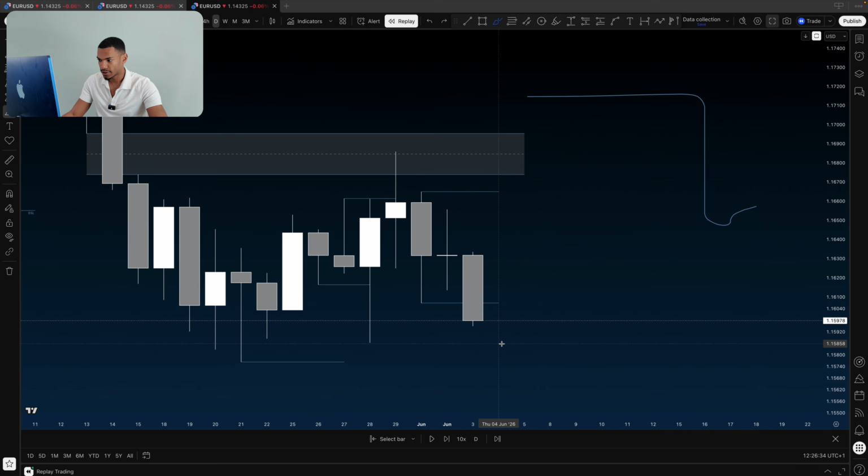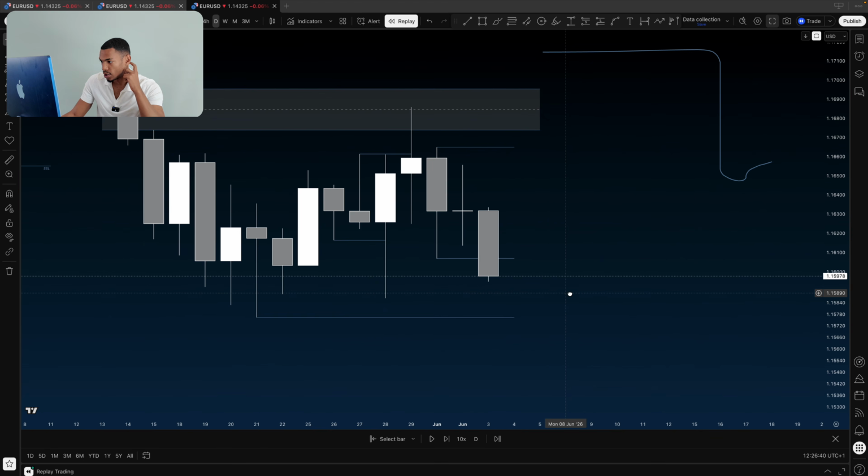Bang, we dump lower. Next draw on liquidity, and this is our main draw now, right? This is that sell side liquidity of our sell model. We want price to break down. This is that OC, right? Original consolidation.